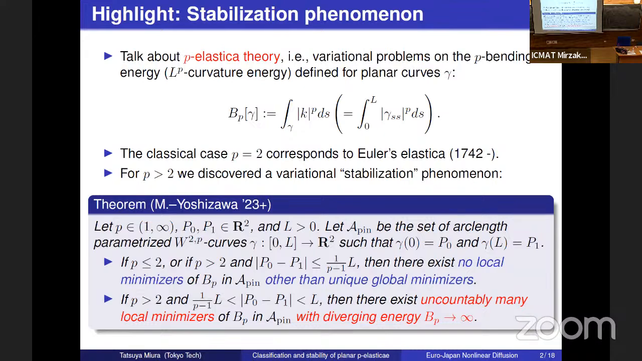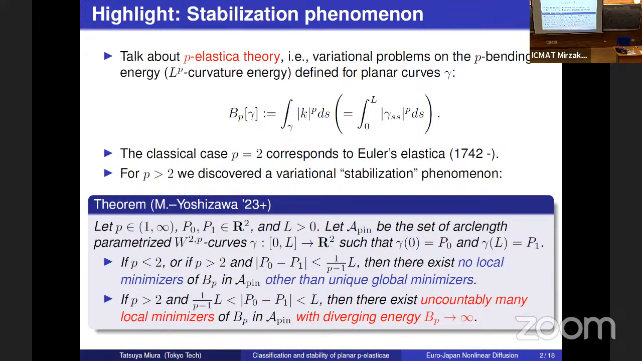Okay, this is the statement. Let p be between 1 and infinity. And we prepare capital P0 and capital P1, which are two points in the plane. So we consider two points here. And we consider a planar curve like this in the plane, whose endpoints are just given by P0 and P1. Okay, and this curve has length capital L. So clearly, this L needs to be larger than the distance between P0 and P1.